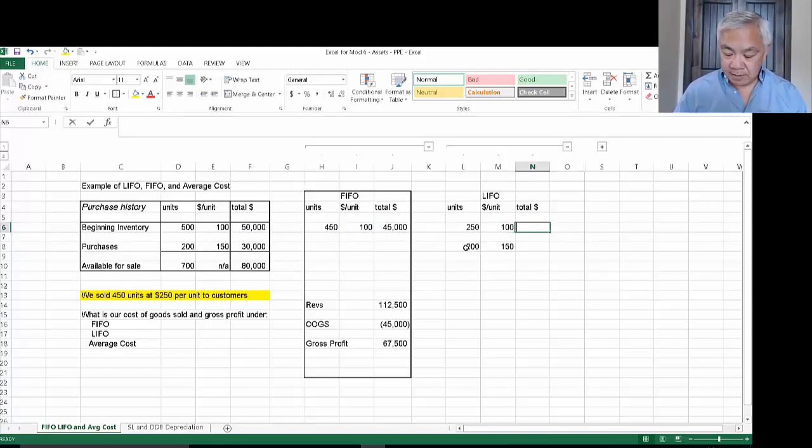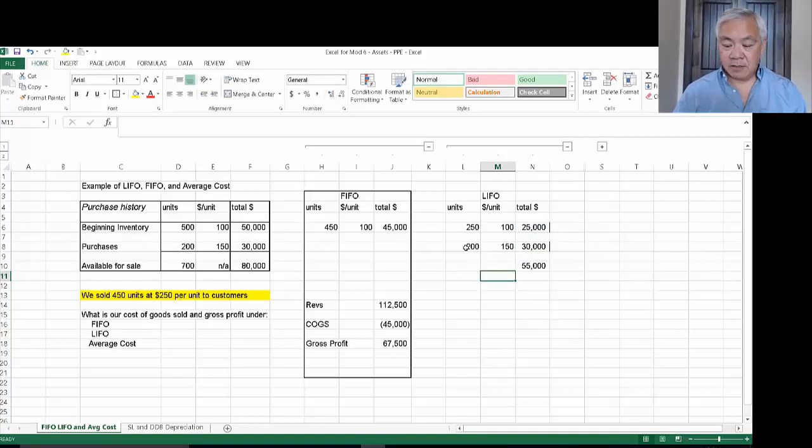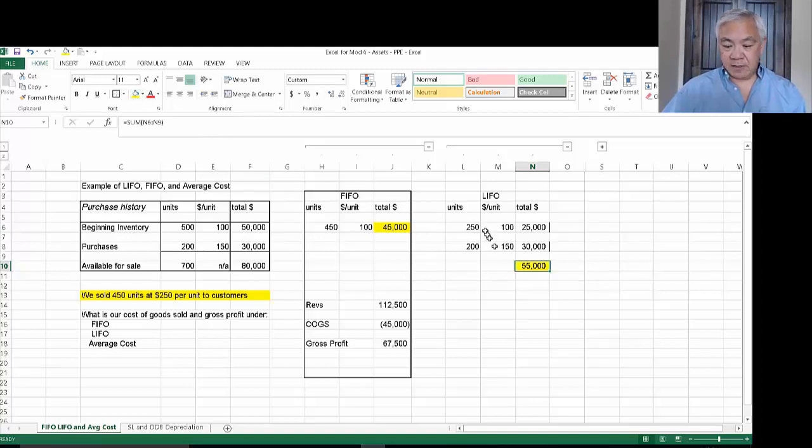And so again, we just copy this. So now our cost of goods sold is $55,000. Notice that this number is different from this number. And the reason it's different is in the first case, we took all the cheap ones, right? We took the first ones. In LIFO, we took the expensive ones plus some of the lesser expensive ones.